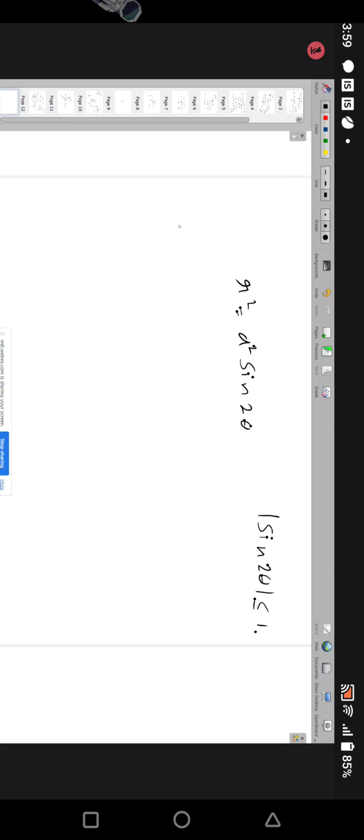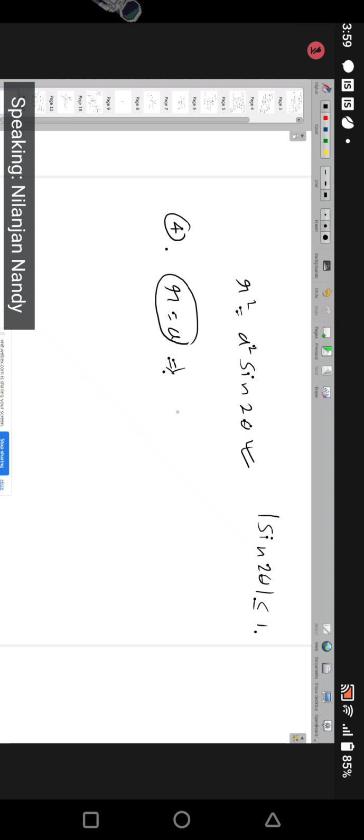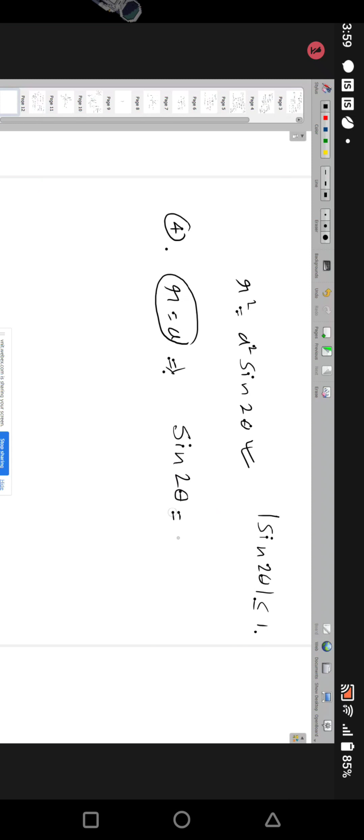Next, we are checking for the intersection points. So if you put r equals a, what is the value of sine 2 theta? This sine 2 theta equals 1, right?